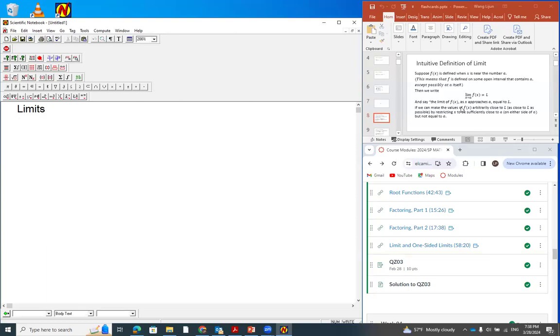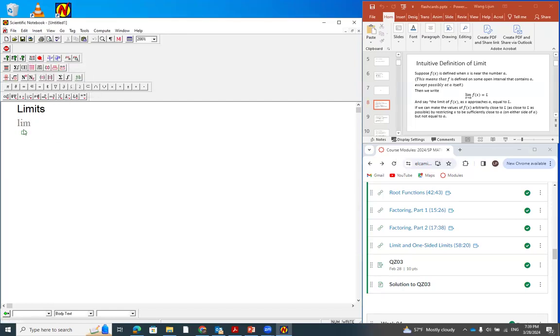As we said, the definition of limit is very, very important. So I put the limit definition right here on the flashcards. In the definition of limit, the function is defined on some open interval that contains A, except possibly at A itself. So the limit definition does not require the function to be defined at the point. Let me write it down over here.